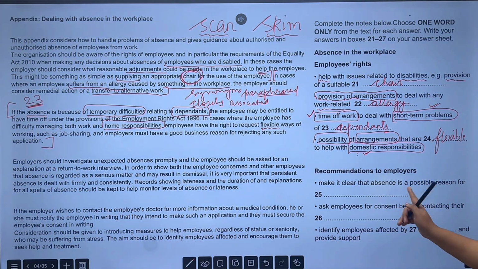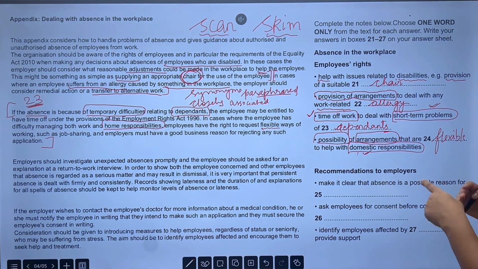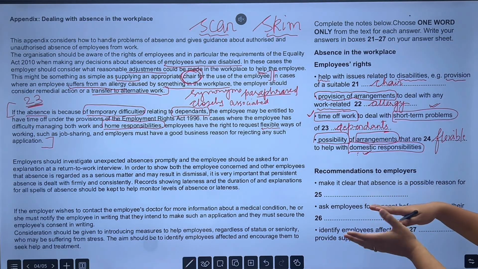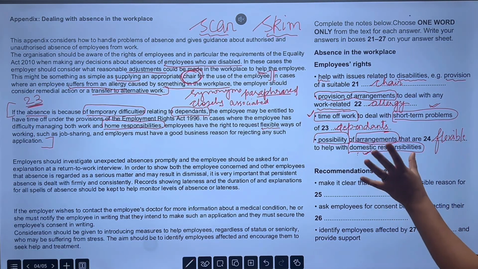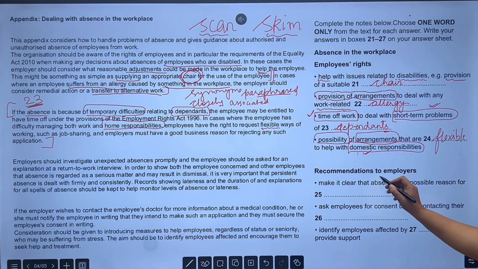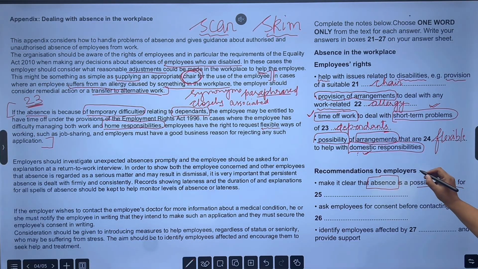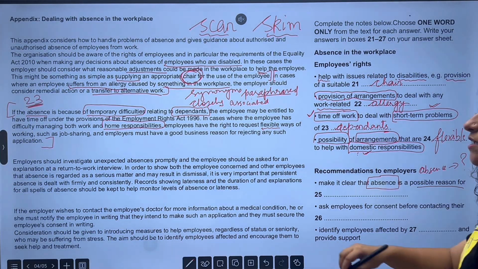So what it means is that because of absence, something can be done. So absence can result in... So we have to find what absence can result in. My keywords are absence, possible reason for something. Because of absence, what can be done, that we have to find out. So I keep on reading from here.